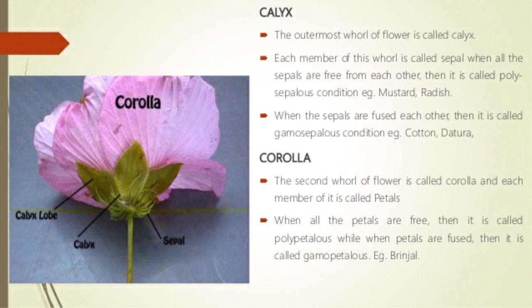Corolla is the second inner whorl, that is generally in different colors. The second whorl of the flower is called corolla, and each member of it is called petal. When all the petals are free, then it is called polypetalous. While when petals are fused, then it is called gamopetalous, as in the case of brinjal.